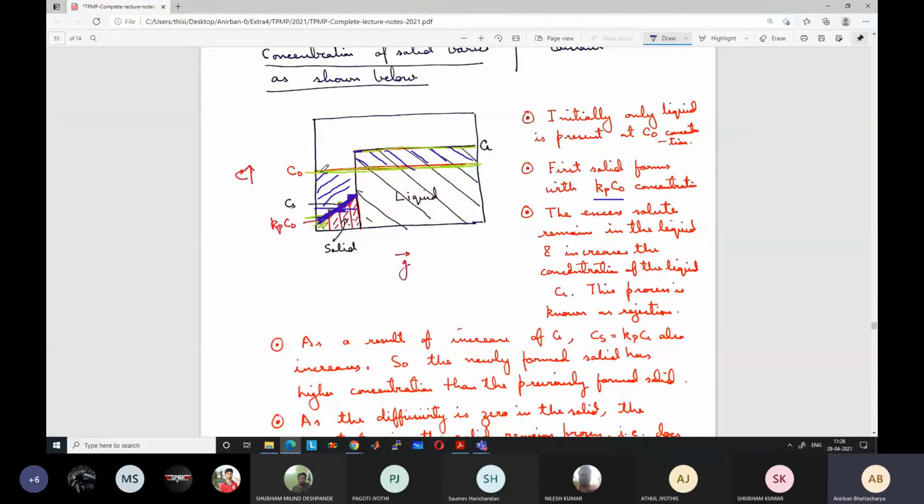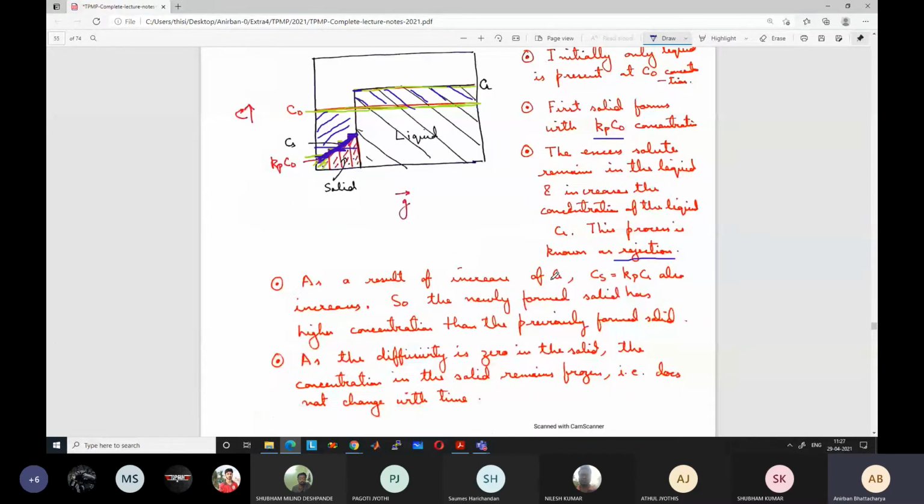As a result of the increase of Cl, the concentration in the solid also increases. So Cs equals KpCl also increases. So the newly formed solid has higher concentration than the previously formed solid. This is very important. Newly formed solid has higher concentration than the previously formed solid.